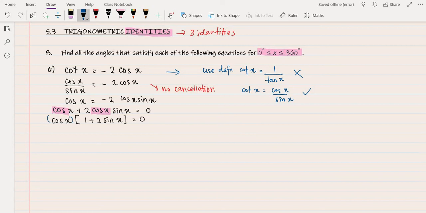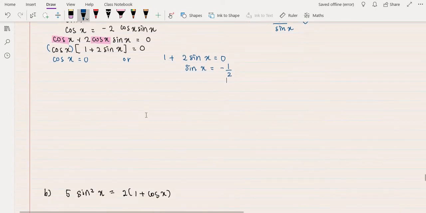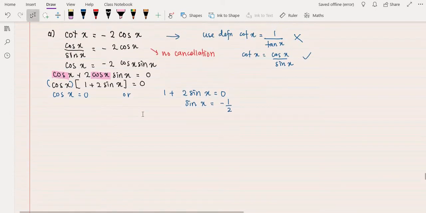So now let's remember, we have learned this before. When we have two different factors equal to 0, we can take either cos x is equal to 0, or we will have 1 plus 2 sin x is equal to 0. So we can immediately solve cos x is equal to 0. For the other side, we just need to make sin x as our subject. So this will give me sin x is actually negative 1 over 2. Okay, so let's be careful here. Let's answer this one by one.